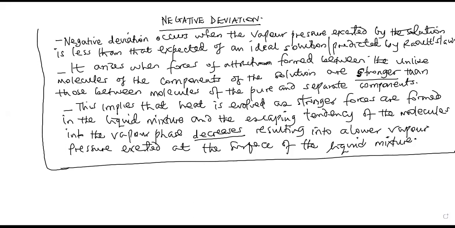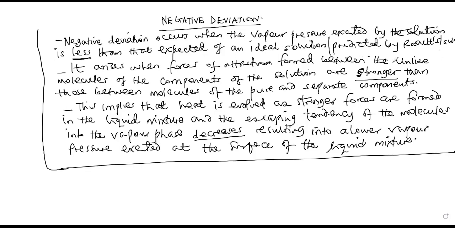In positive deviation, the vapor pressure of the solution is higher than expected from Raoult's law, or what is expected of an ideal behavior. But in this case, negative deviation occurs when the vapor pressure exerted by the solution is less than expected of an ideal solution, or less than predicted by Raoult's law. The explanation of how it arises, the cause, is the opposite of the other.